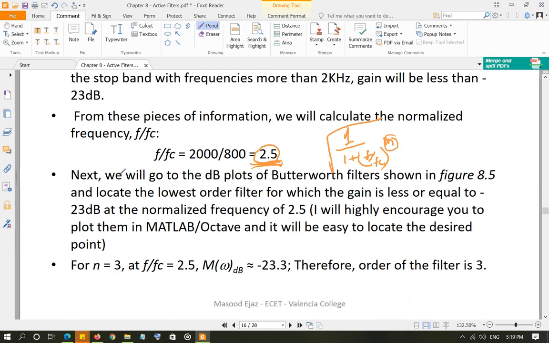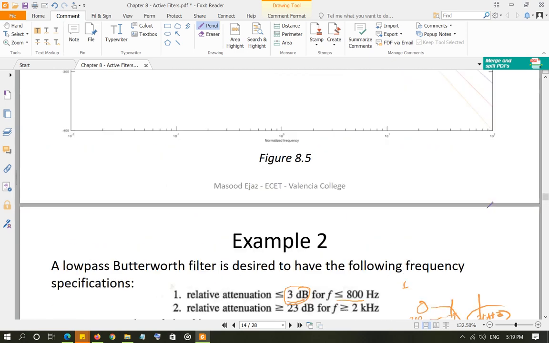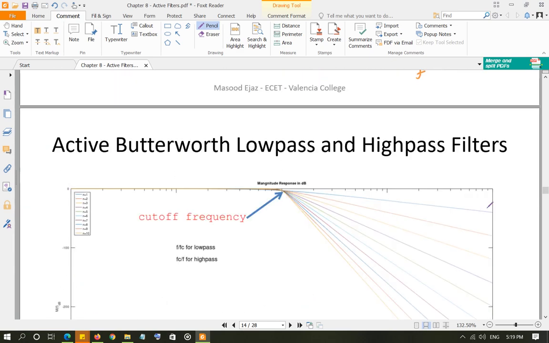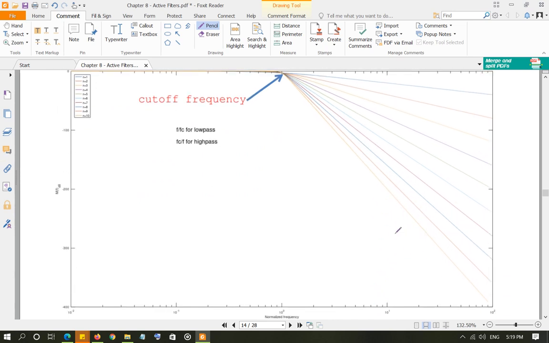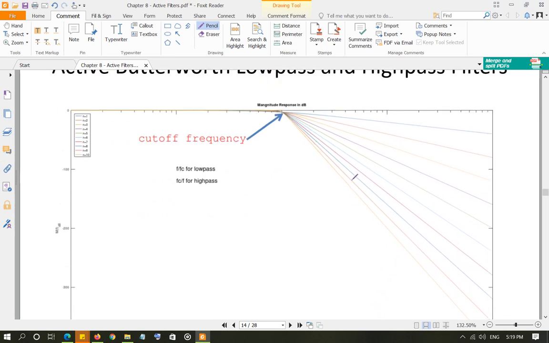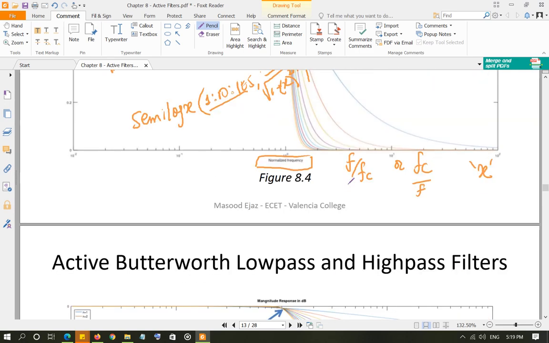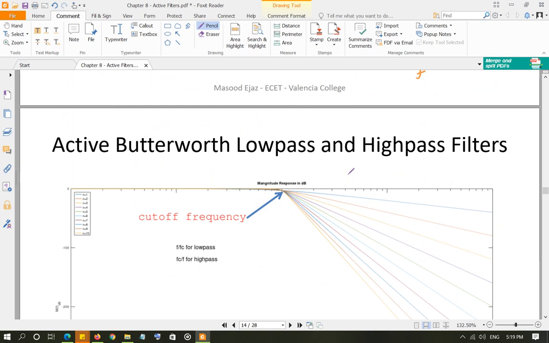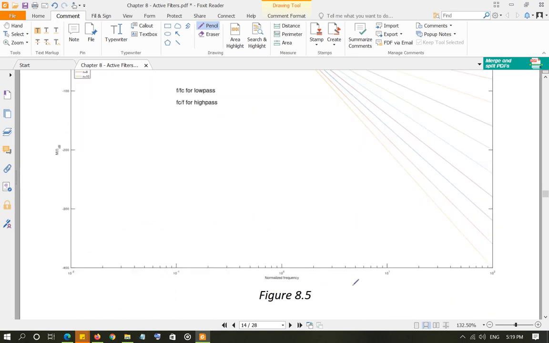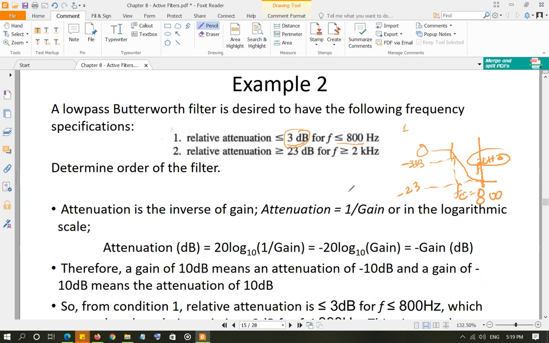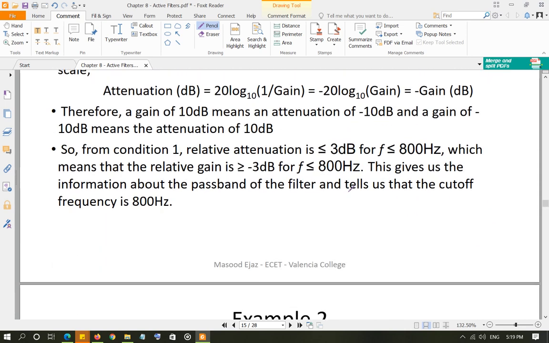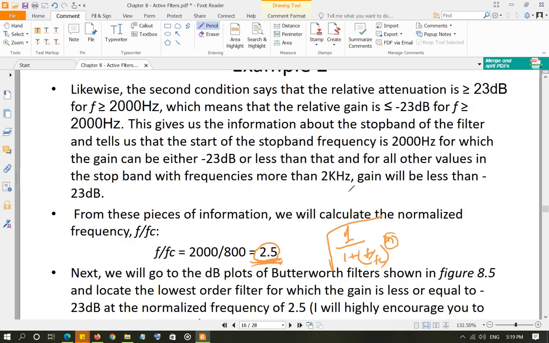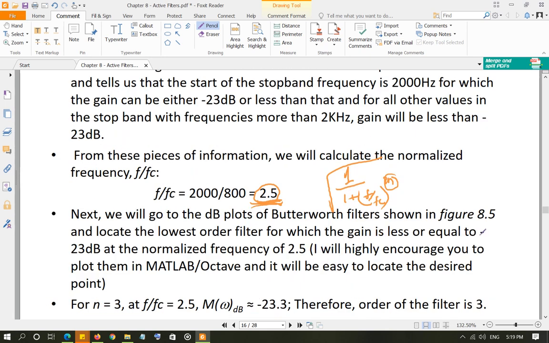So as I explained here, go to the decibel plot of the Butterworth filter shown in figure 8.5. Right here, this is the decibel plot. So go to this figure, and don't go to this one. Since we are talking about decibel, you have to go to 8.5, and then at 2.5 on the x-axis, move your mouse vertically over all of the curves, and wherever you see gain less than or equal to negative 23 decibel, the first time you see it, so you have 10 lines, right?